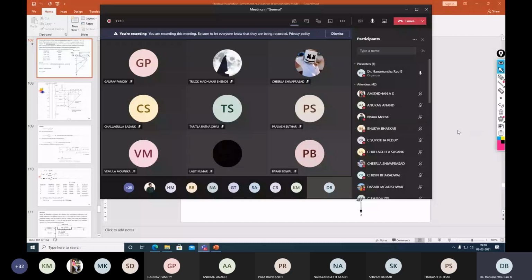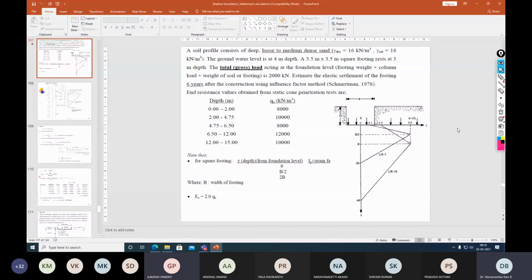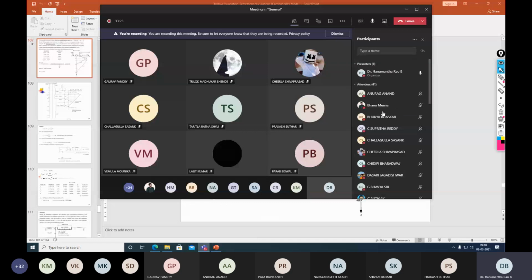Good morning. In the last class, we were discussing calculation of the immediate settlement. So this is the sum I have given. I hope everybody has noted it down. So let me take a note of it.